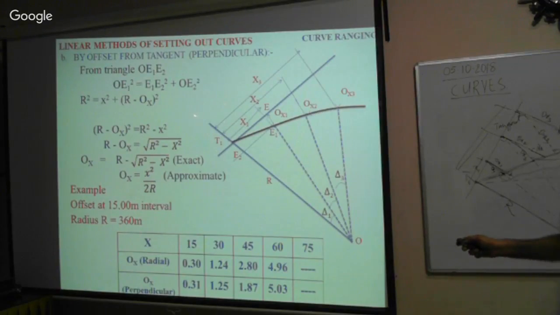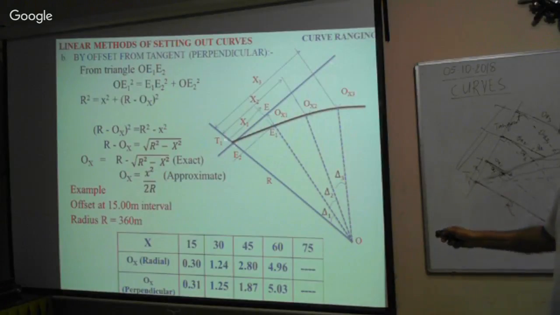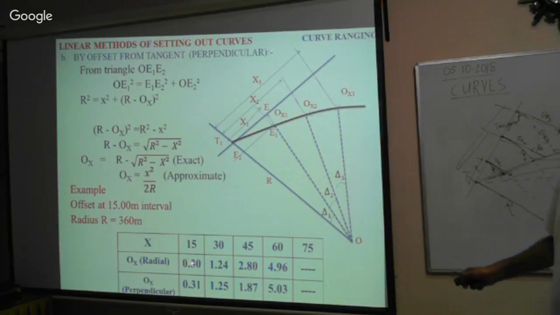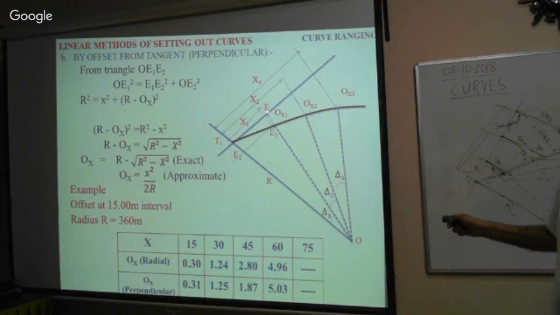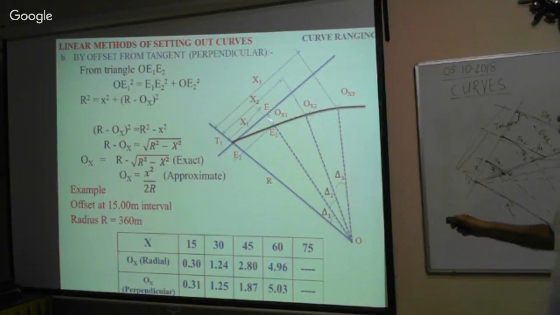Now draw the intersection, that is the straight line. From T1, mark the first distance. Radial means you have to go in the radial direction. 15 meter, bisect this and cut it from here to here. Similarly, go to 30 meter, then bisect this. Now this is the perpendicular offset. This is the second one, and this is the second one.